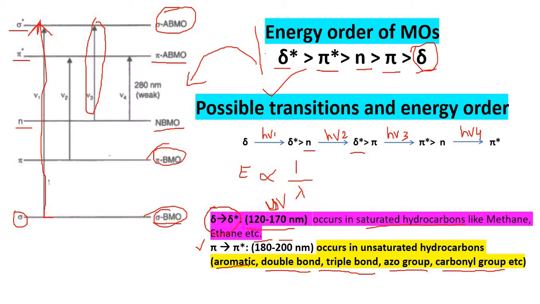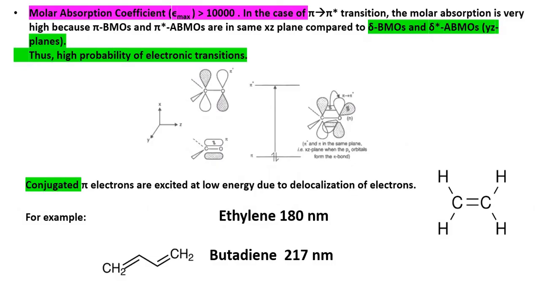But what happens if we discuss the absorption coefficient of these two kinds of transition? Keep in mind, the molecular absorption coefficient for pi to pi star is always very high. The absorption coefficient is almost equal to 10,000 when a molecule has a pi to pi star transition.